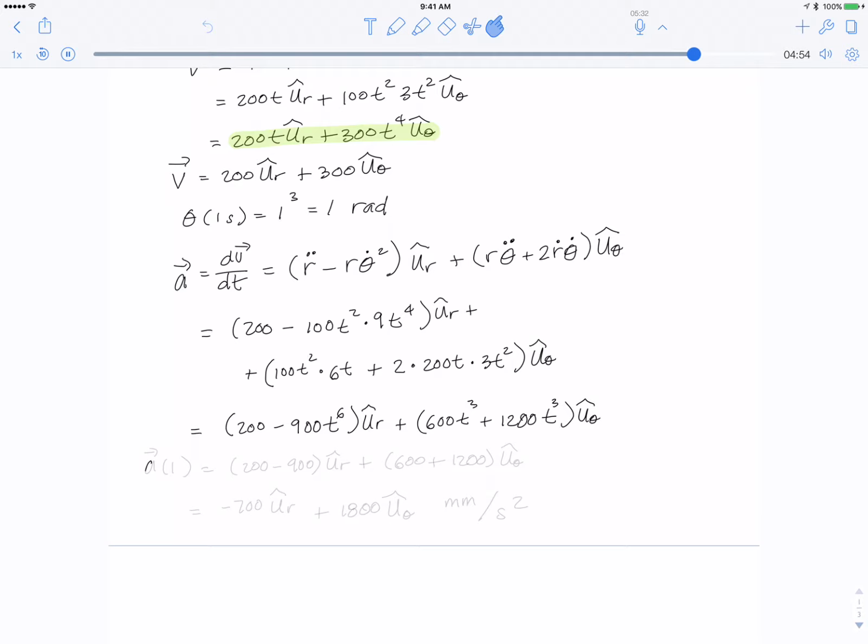Okay, so the acceleration at 1 second is 200 minus 900 in the radial direction, plus 600 plus 1200 in the theta direction, which gives us minus 700 in the radial direction, so pointing in, plus 1800 in the theta direction, and this will be millimeters per second squared. So there you go.